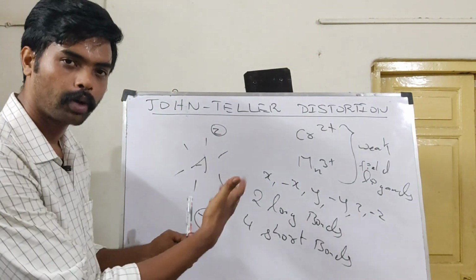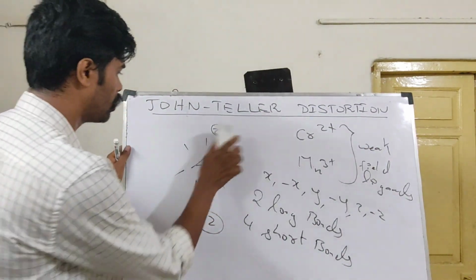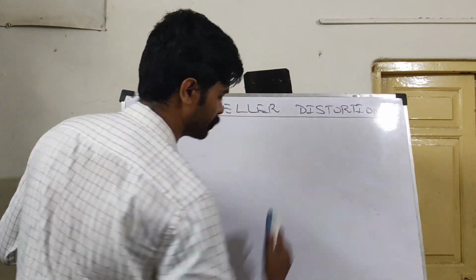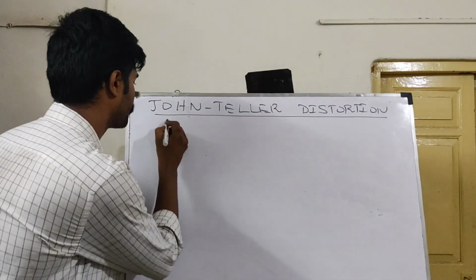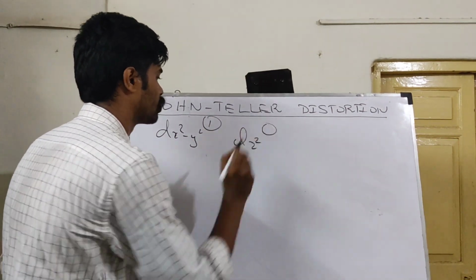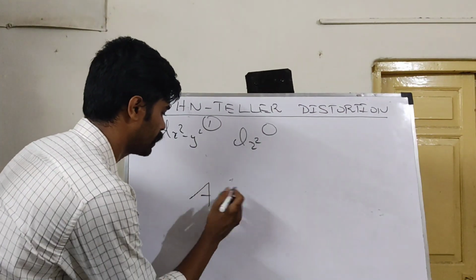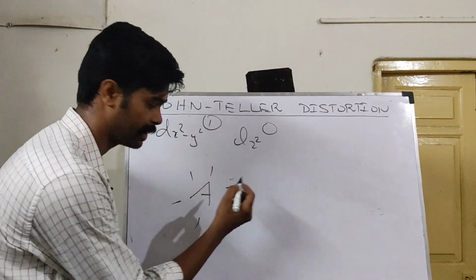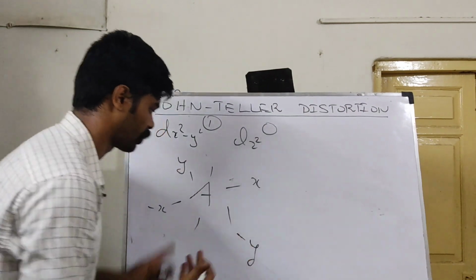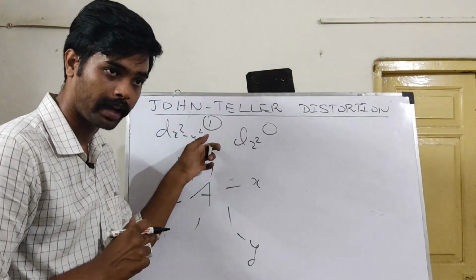Now to give you a better picture, let me put the electron in dx squared minus y squared now. So now I am going to have this configuration, dx squared minus y squared 1 and dz squared 0. No problem, right? Now again I'll draw the octahedral complex. So let me mark the directions. Assume that this is x, this is minus x, this is y, and this is minus y, and this is z, right? Okay.